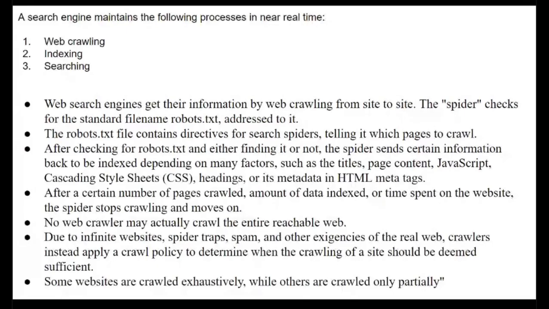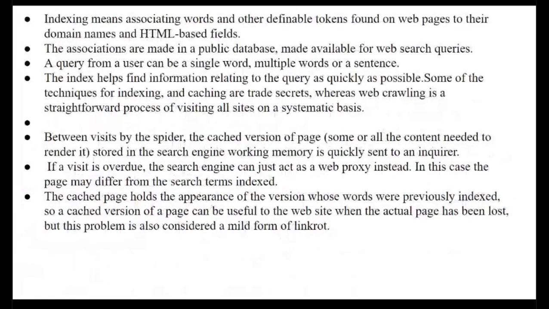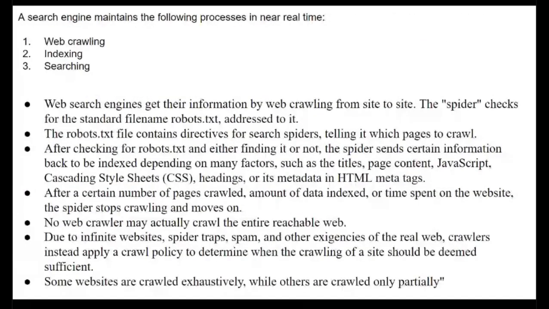And some websites are crawled exhaustively while others are crawled only partially. Means there are some websites that move around the whole web and bring back data. And in most of the cases, the other information, the other things that we want to find out, are crawled only partially. So this was something about web crawling. Means they just find out the information.